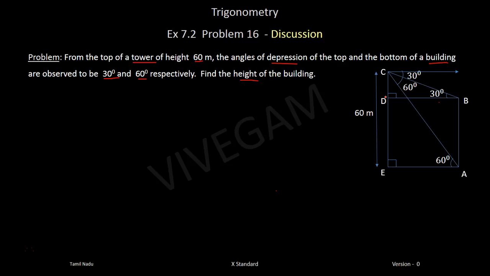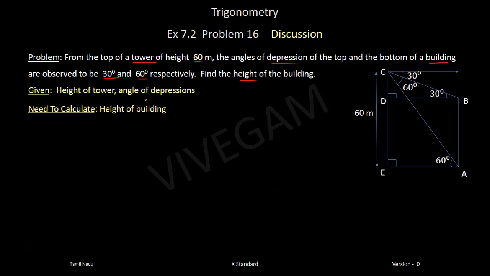So let's list what's given in the problem. What's given in the problem? Height of the tower is given, 60 meters. Angles of depression are given, 30 degrees and 60 degrees. What are we asked to calculate? We are asked to calculate the height of the building. So what is the formula?